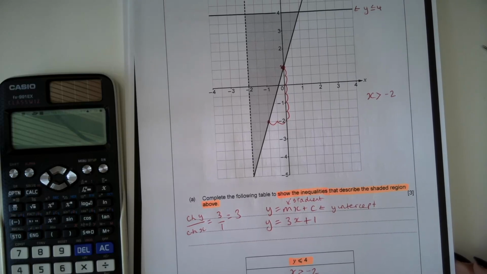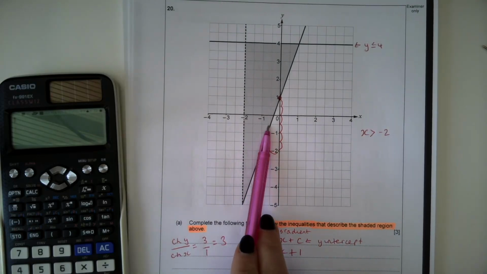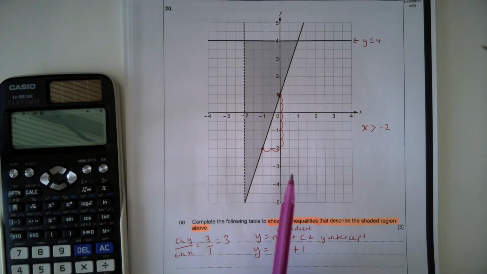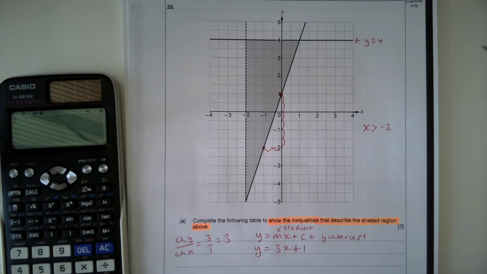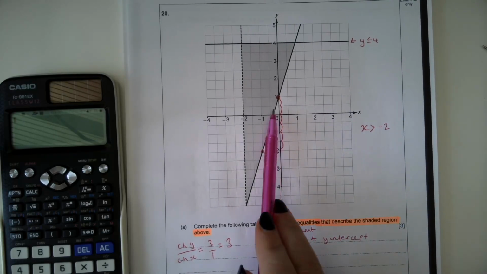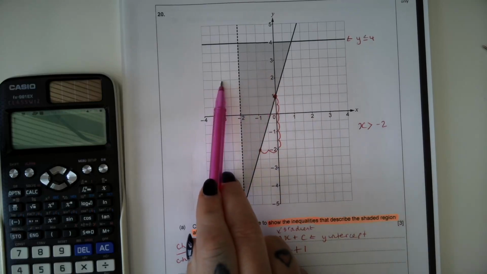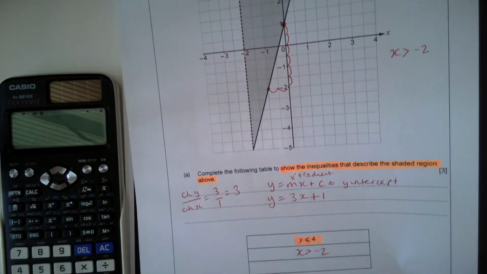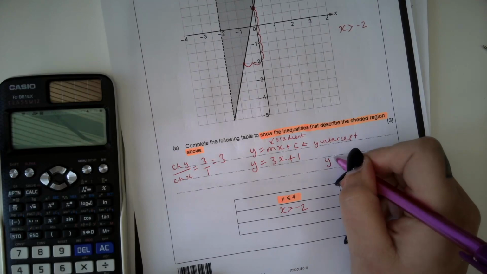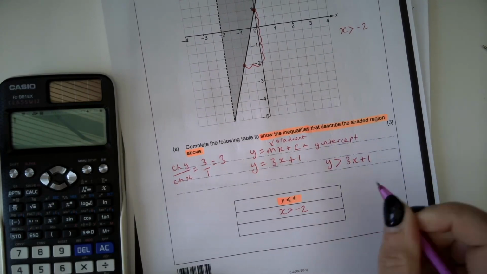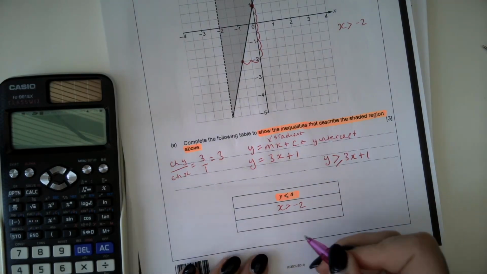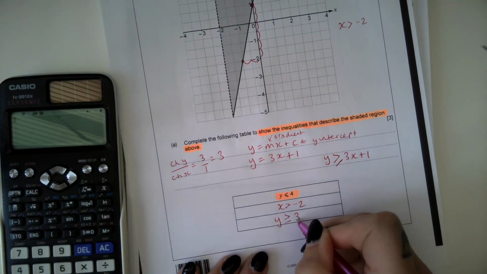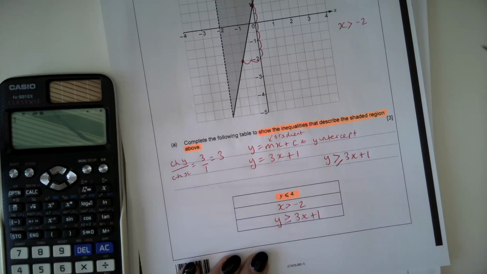However, we're working with inequalities. So we need to look at the area that is shaded on this side of the line and decide whether we're going to be using a less than or an equal to, a less than or a greater than symbol to start off with. So because it's above the line, we are using a greater than symbol. So y is greater than 3x plus 1, but it's a solid line. So we need that equal to as well. So y is greater than or equal to 3x, add 1.